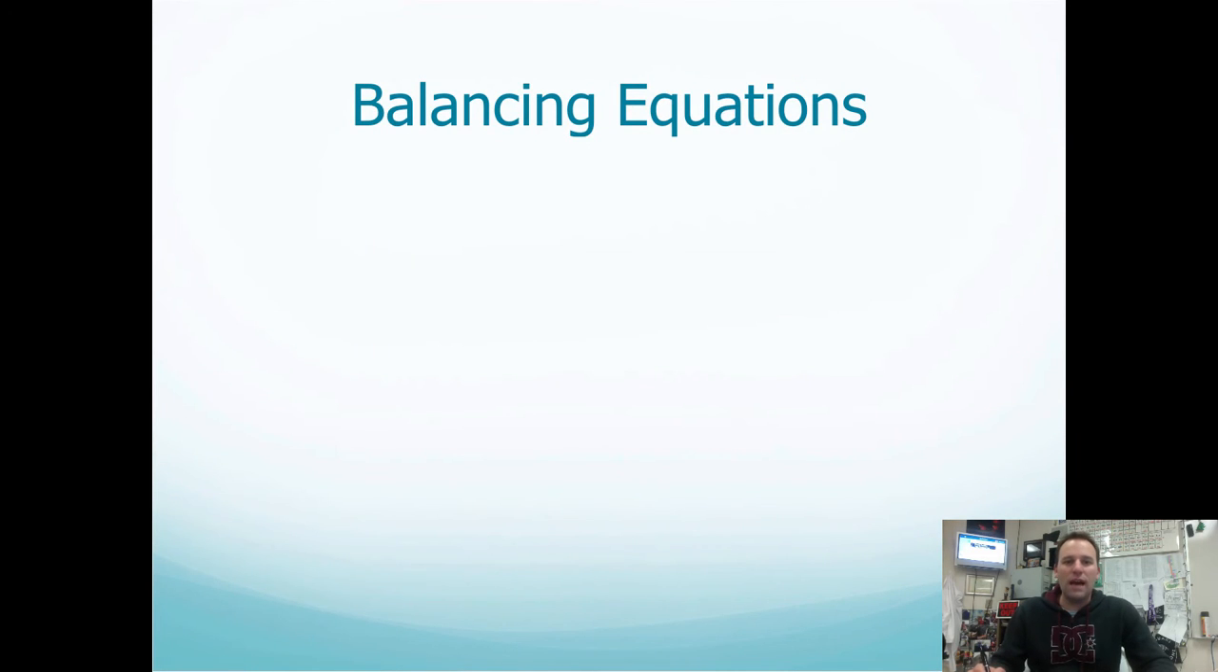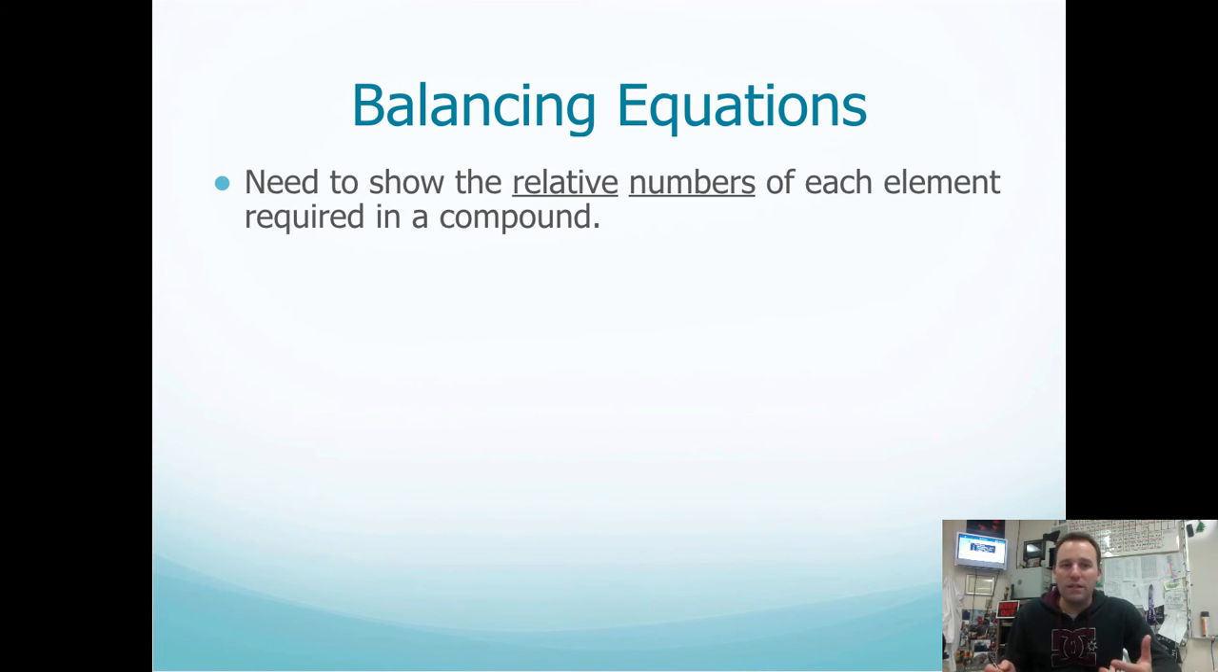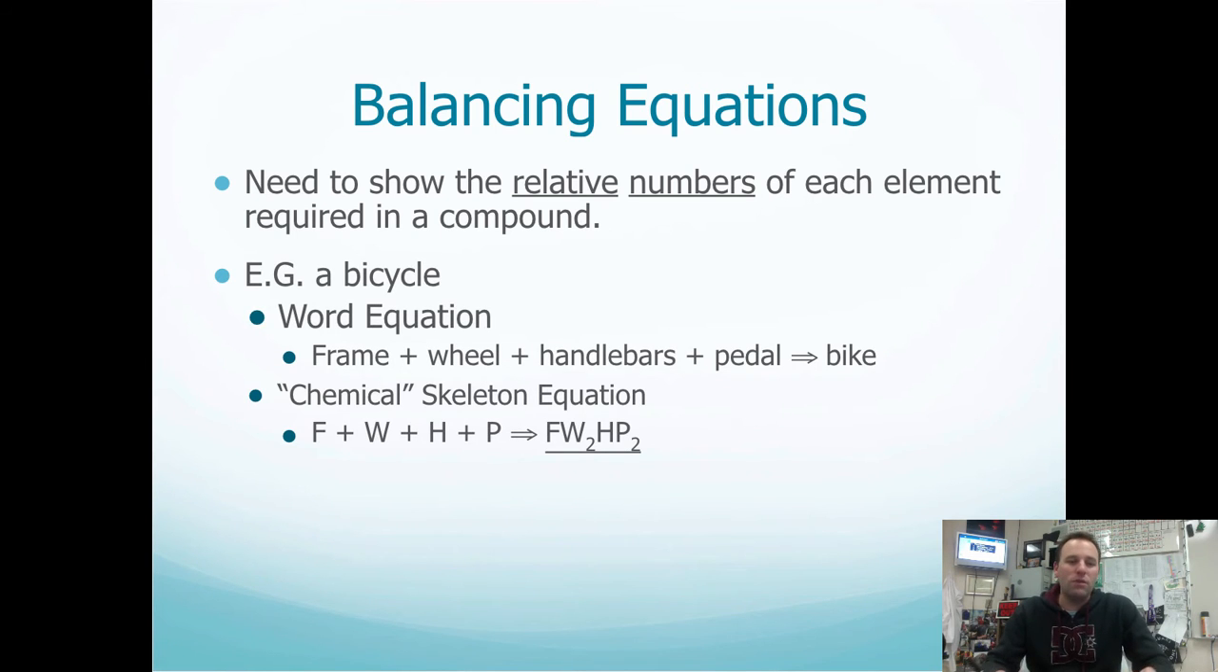So let's take a look at what you have to do in order to balance an equation. And this is one of the most frustrating things. It can be really frustrating, and there's no real easy trick to it. I can show you how to do it, but it's really just a matter of having patience and sitting there until you can get the equation to balance. So we have to show the relative numbers of each element required in a compound. You have to make it equal on both sides.